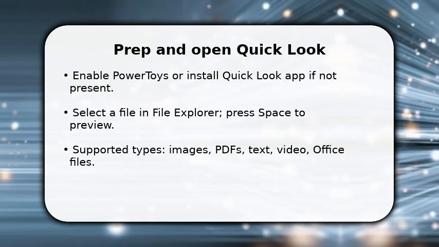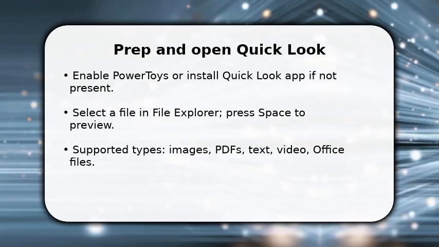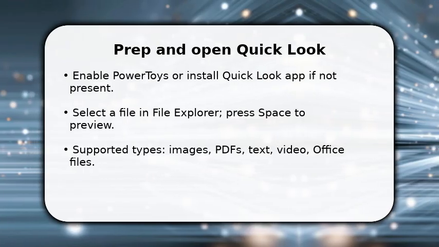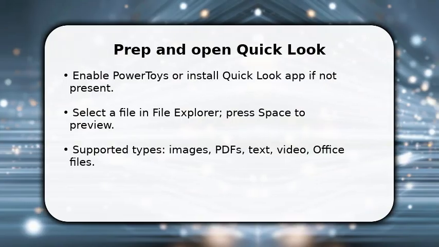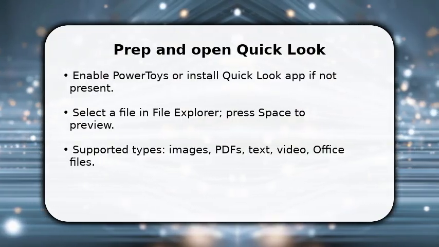You do this because Quick Look avoids launching heavy apps and lets you scan content fast. Make sure focus is on the file row and not the folder pane. This guarantees the space shortcut triggers the preview immediately.